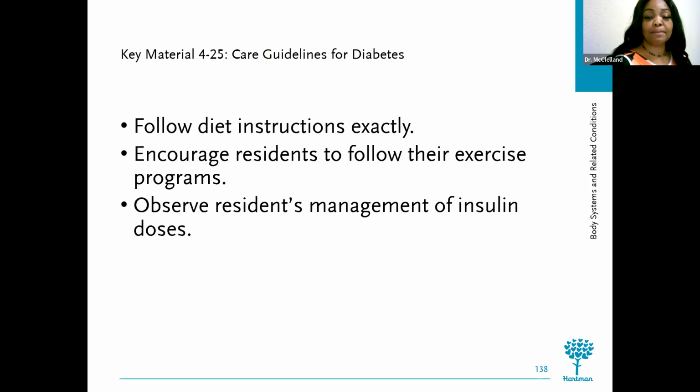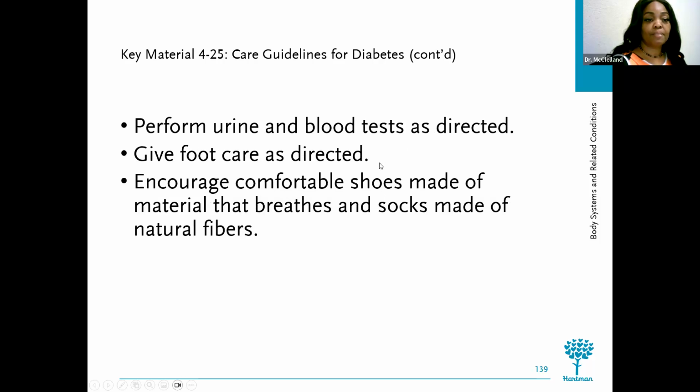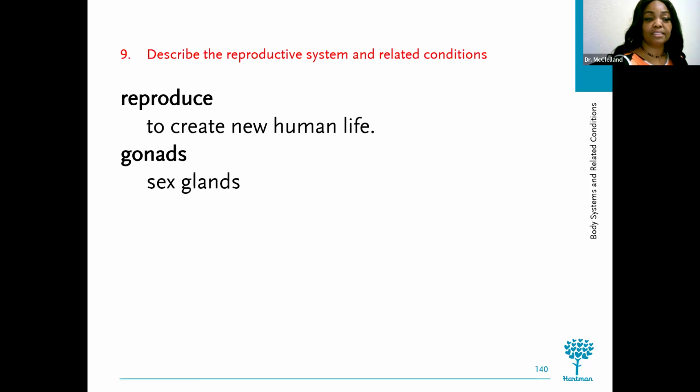So some guidelines for diabetes. As I mentioned earlier, make sure you read the boxes that are connected with each of the different systems. That's going to give you the guidelines on how to care for the elderly based on that particular system. So you want to follow diet instructions exactly, encourage residents to follow the exercise program, and observe residents' management of insulin dosage. Perform urine and blood tests often, give foot care as needed, encourage comfortable shoes made of material that breathes, and socks made of natural fibers, so nothing irritates the skin.